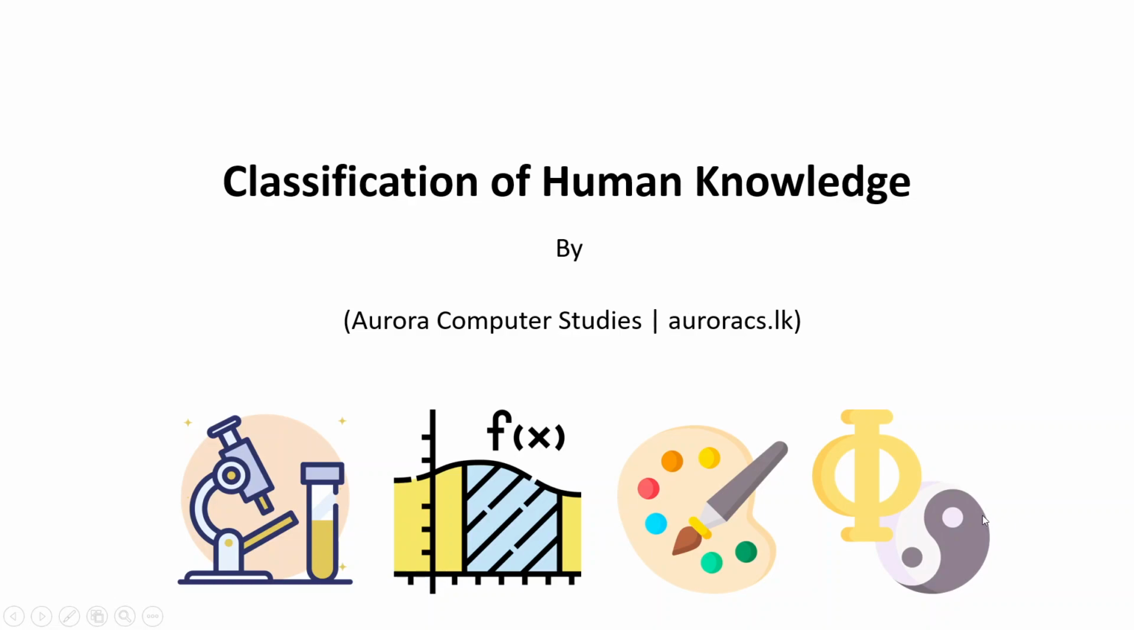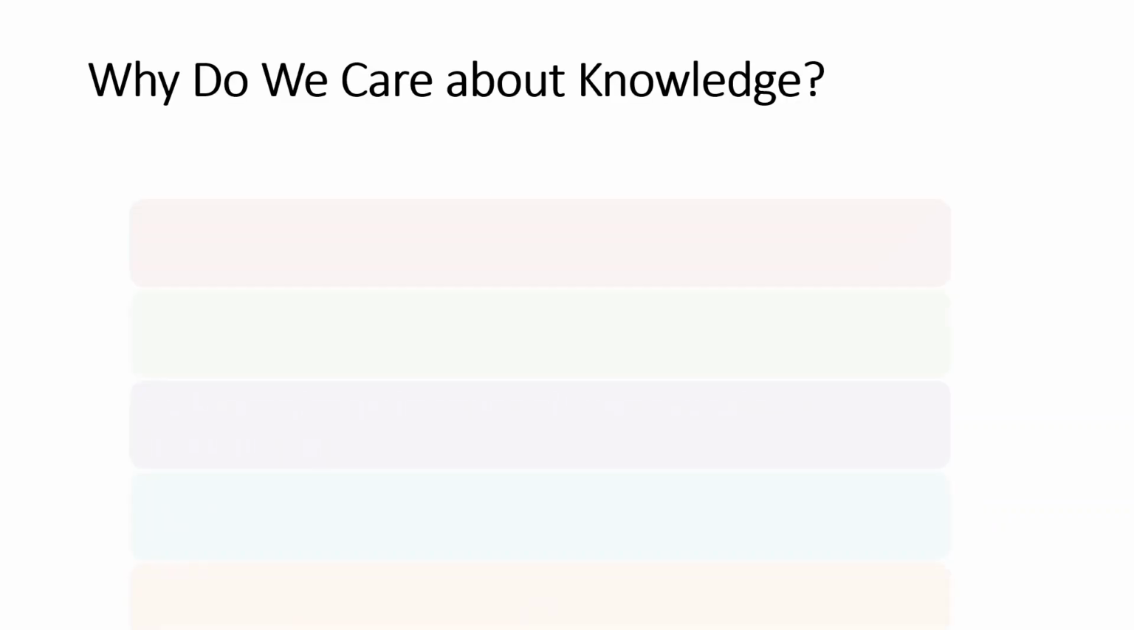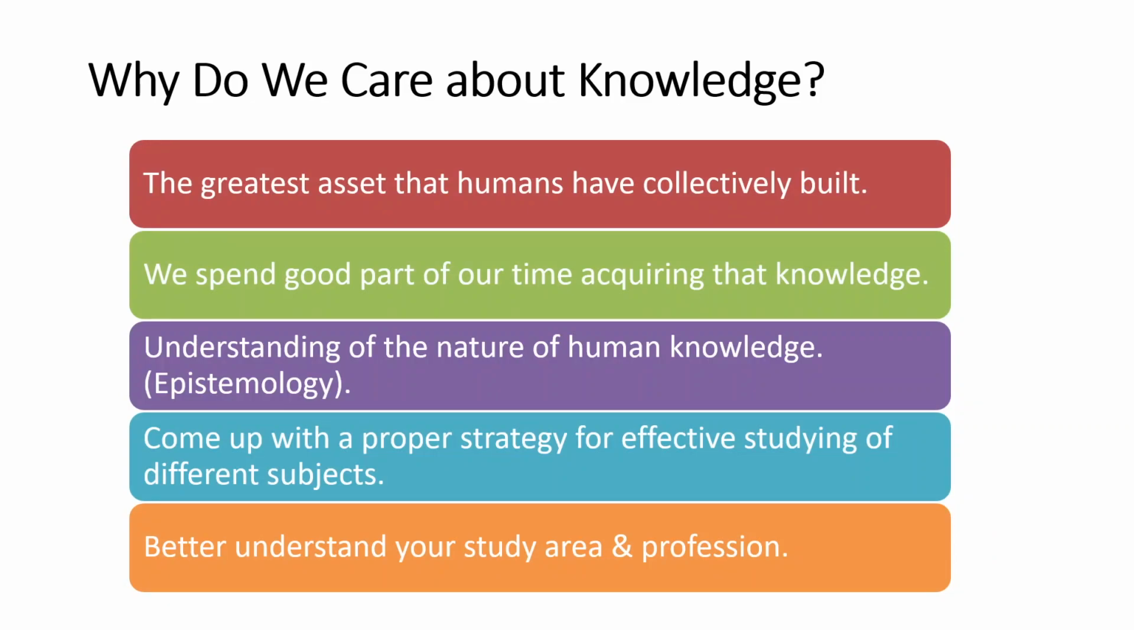Hi guys, in this particular session we are going to look at the overview of classification of human knowledge. So why are we interested in this classification of human knowledge? We all know that knowledge is the greatest asset that humans have collectively built, and we also spend a good part of our life acquiring that knowledge. So it's always good to understand the nature of human knowledge. In philosophy we call it epistemology.